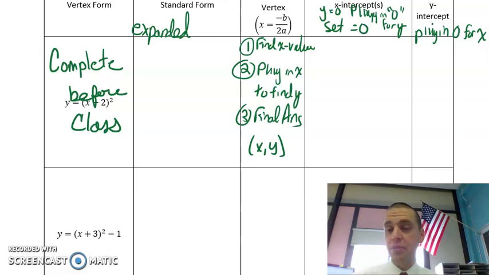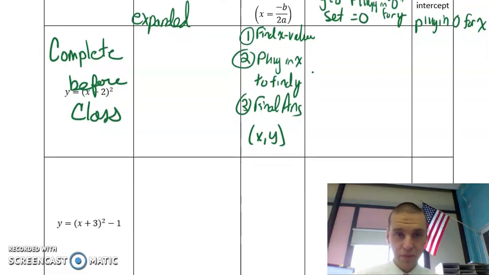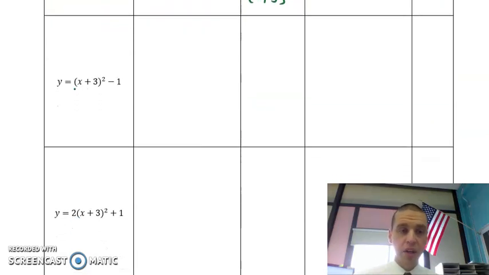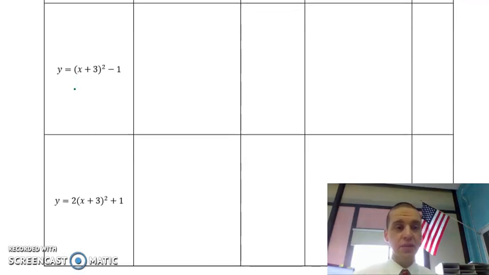Same thing for y-intercepts, just opposite, you're plugging in 0 for x. So that's how you find both of those. Again, you're doing this question before class. So let's go here. The second problem, (x + 3)² − 1.